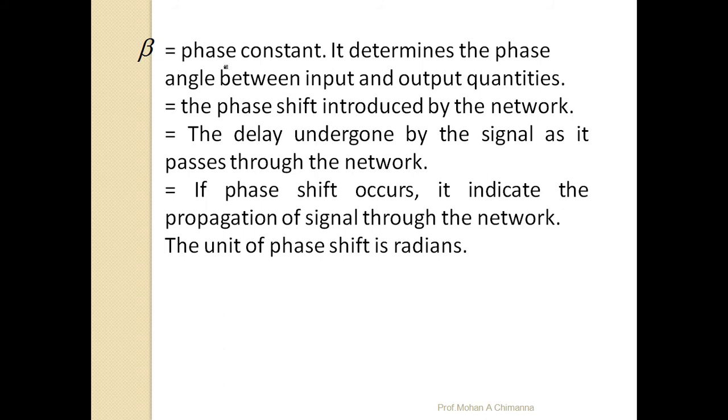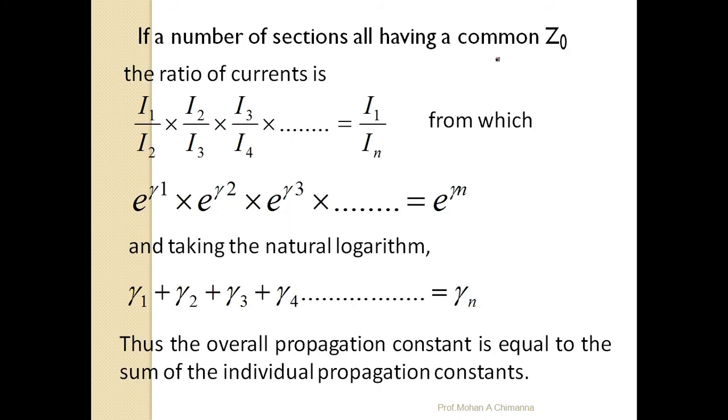So beta, the phase constant, determines the phase angle between the input and output quantities. It is the phase shift introduced by the network, the delay undergone by the signal as it passes through the network. If a phase shift occurs, it indicates the propagation of the signal through the network, and the unit of the phase shift is the radian.